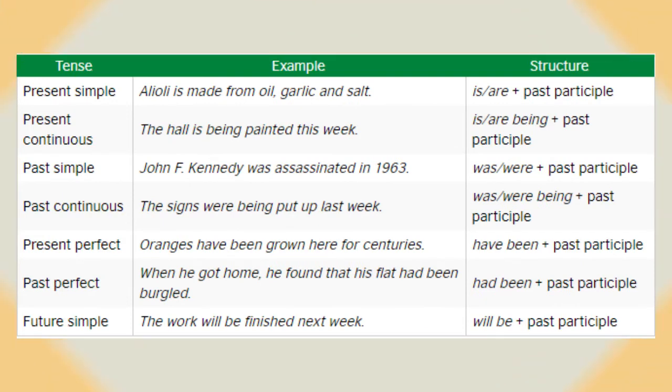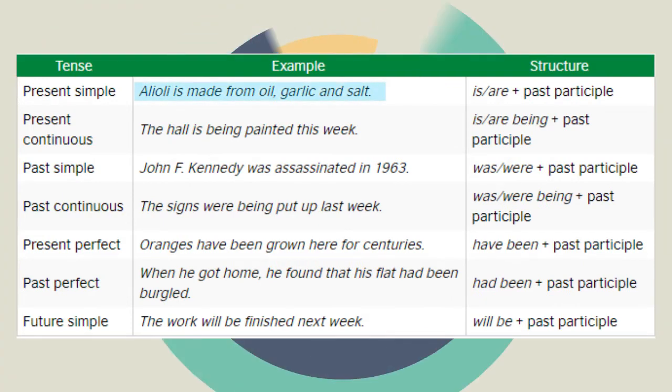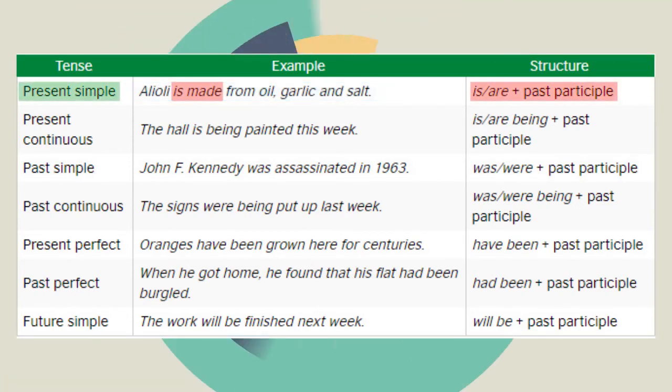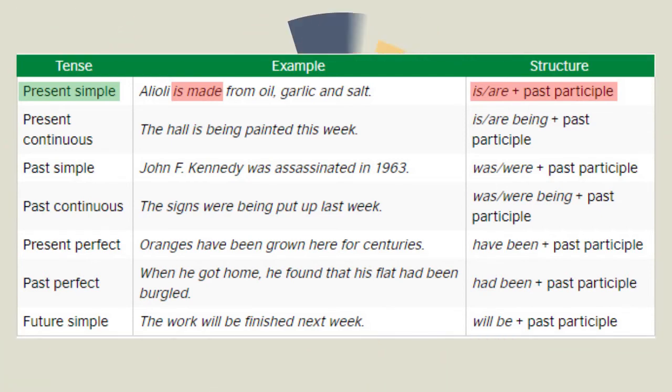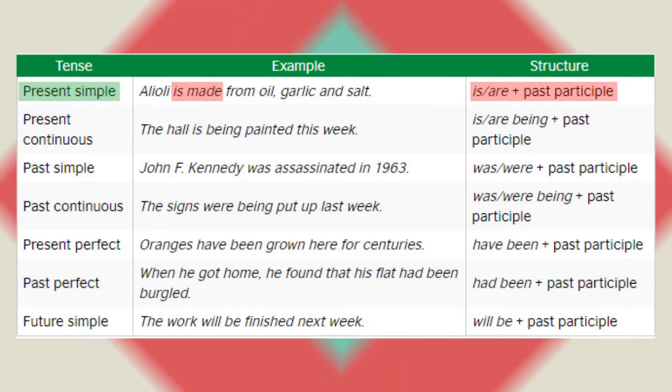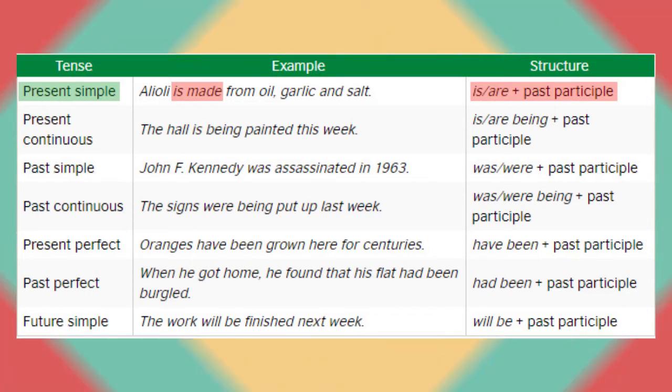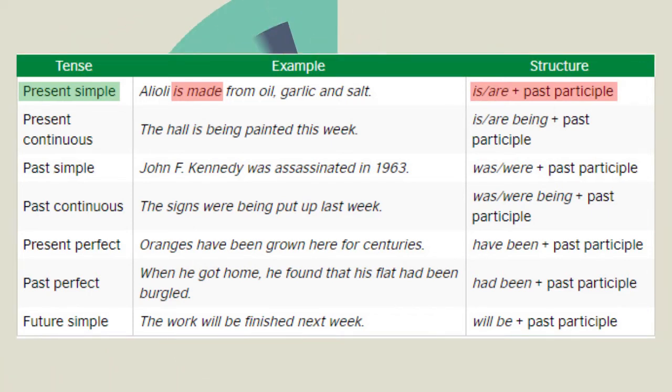If we read this example, it says, "Alioli is made from oil, garlic, and salt." You know that this sentence right here is written in present simple, and as you can see, it's also written using passive voice. How do we know that? Because we are looking at the conjugated form of the verb to be, which is "is," and we also have the main verb of the sentence in past participle, which is "made." Alioli is made from oil, garlic, and salt. If you notice, this is a passive voice sentence.